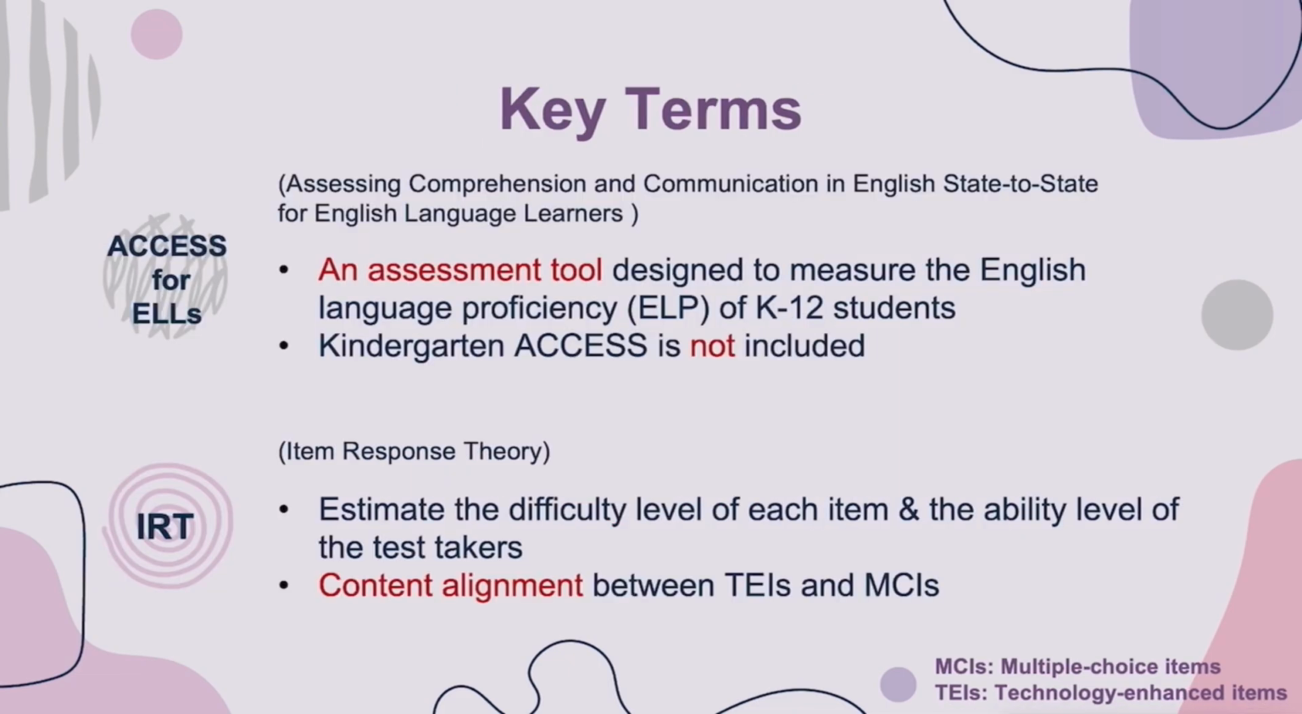The experimental part in this article involves two important concepts. First, ACCESS for ELLs is an assessment tool designed to measure the ELP of K-12 students. Since Kindergarten ACCESS is administered in paper only, it's not included in this study. Second, item response theory, IRT. By using this, researchers can estimate the difficulty level of each item, so this can help to address potential issues related to content alignment between the two types of assessments.